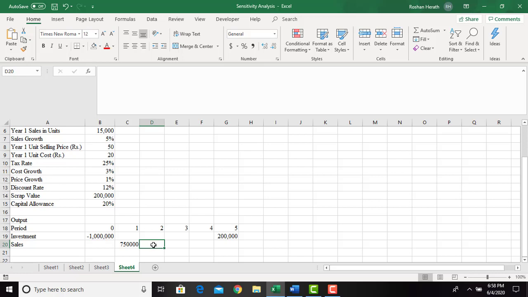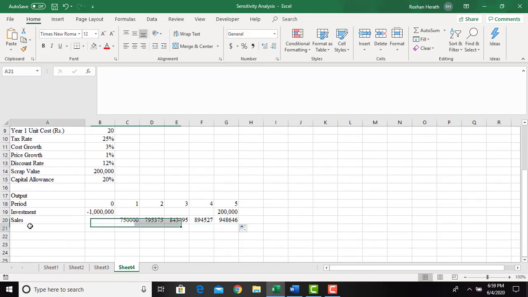So you know how to incorporate that. You may get the sales and multiply by 1 plus the sales unit growth. Sales unit growth is going to be 5%. You get that. Then you multiply by 1 plus price growth of 1%. So you would get that, right? Price growth is incorporated. Now you can simply drag them out up to year 5. So you would get the sales.